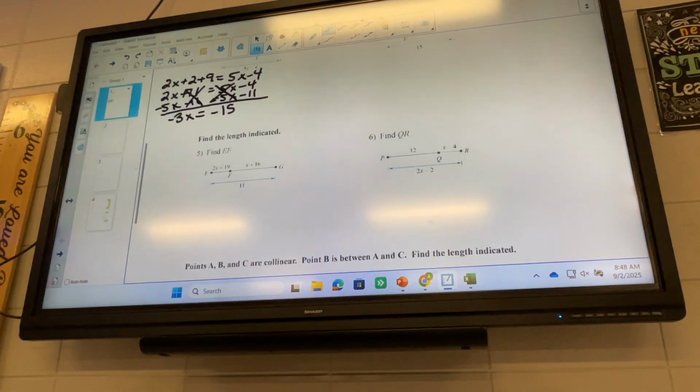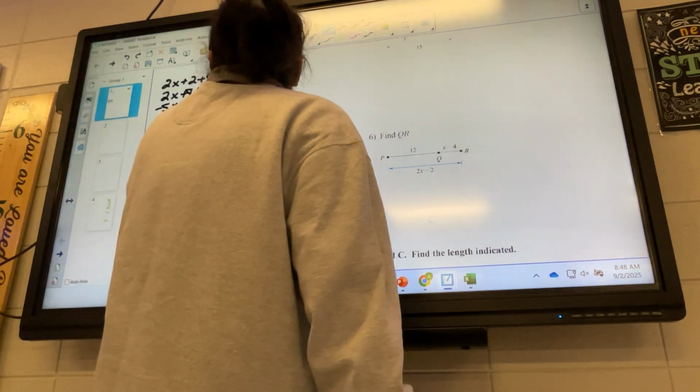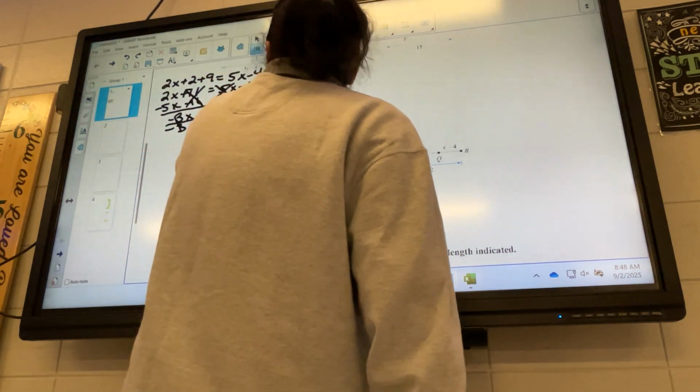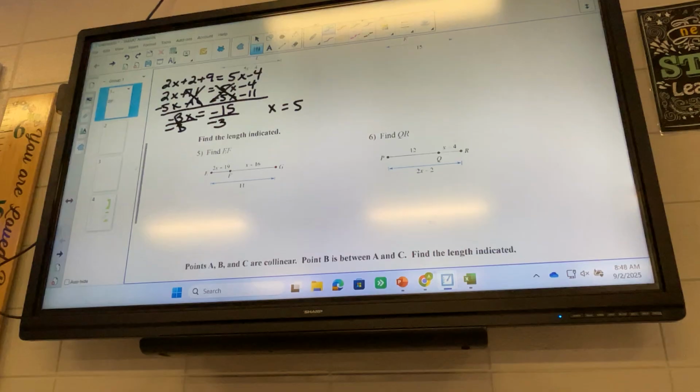Okay, and then what needs to happen? Divide by negative 3. So we get x equals 5. Okay, do we stop or do we plug it back in? Read the directions. It says solve for x, so we're going to stop.